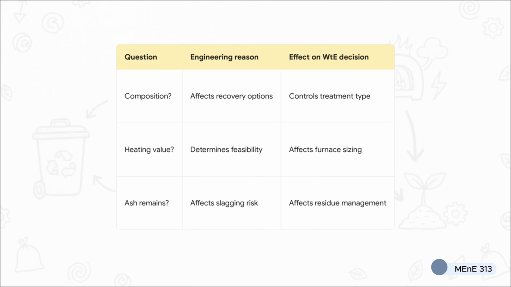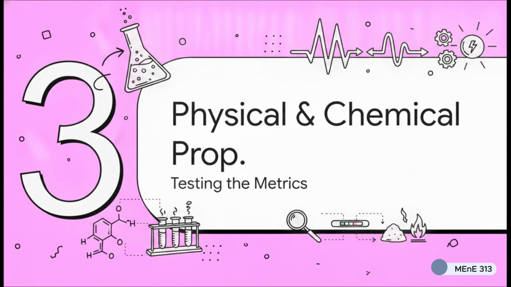Think about it. If you don't know the ash content, you can't design the residue management system. And getting that wrong leads to a catastrophic failure of the plant. Section 3, Analyzing Physical and Chemical Properties. Let's zoom in on the exact metrics you're going to be testing for in the lab.